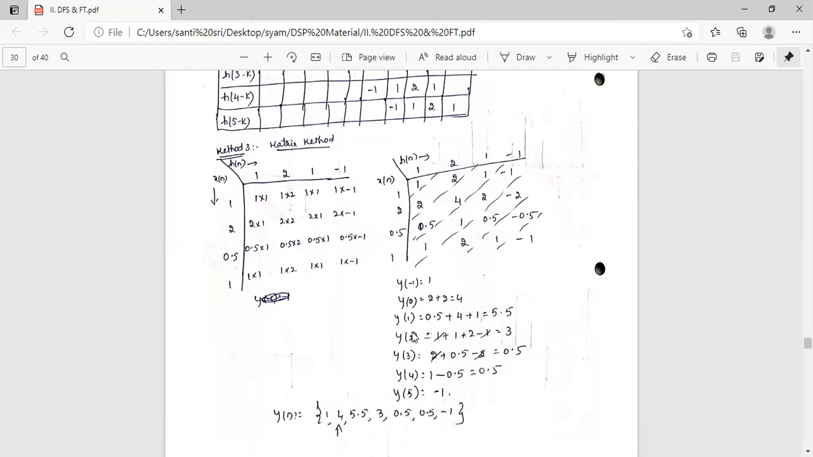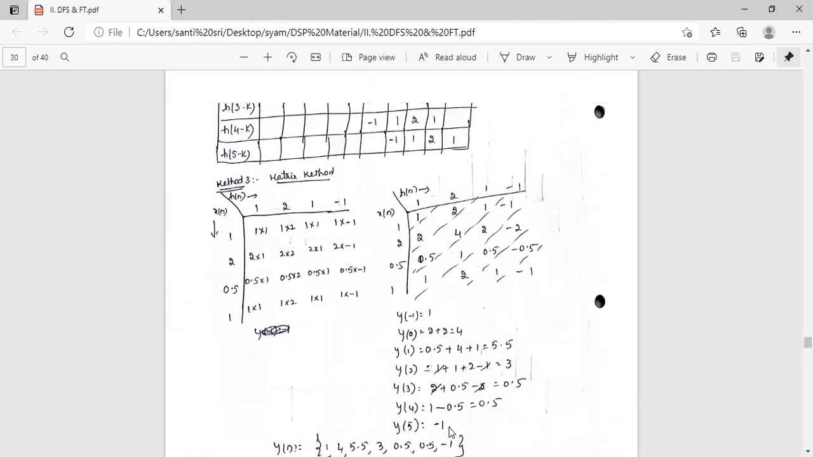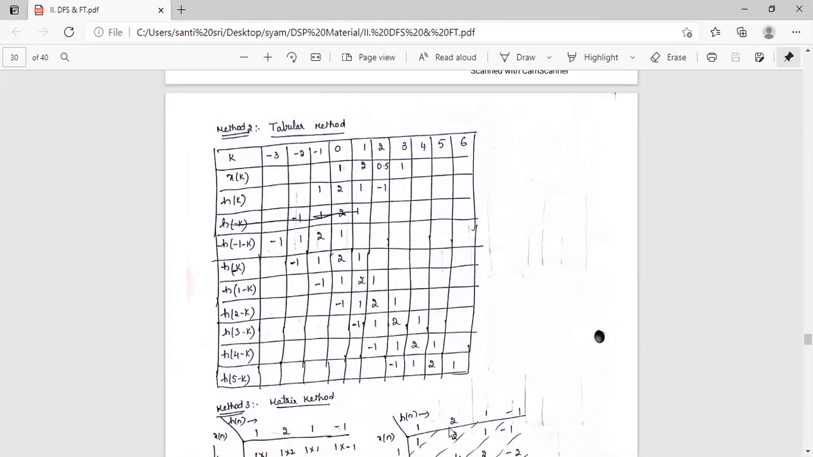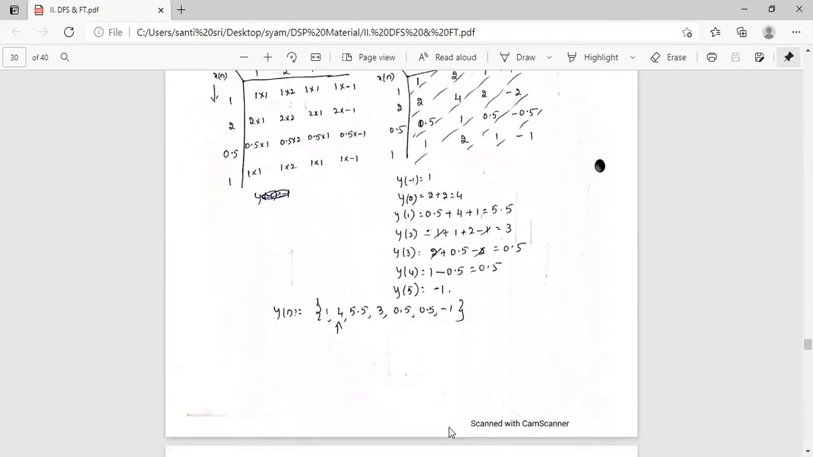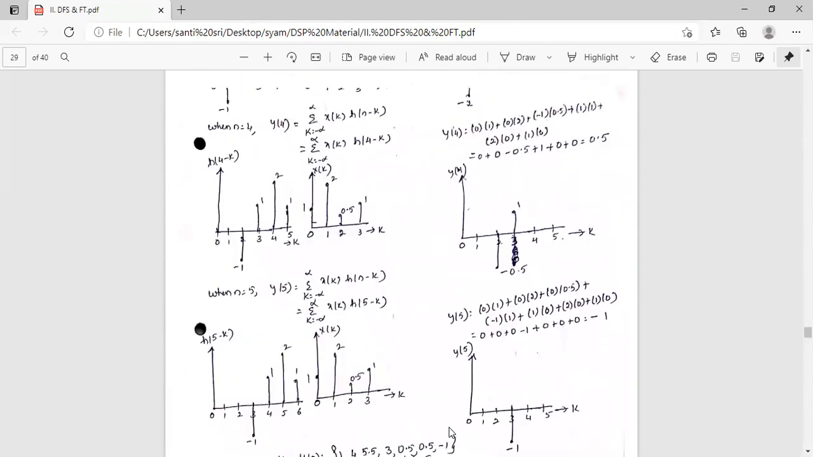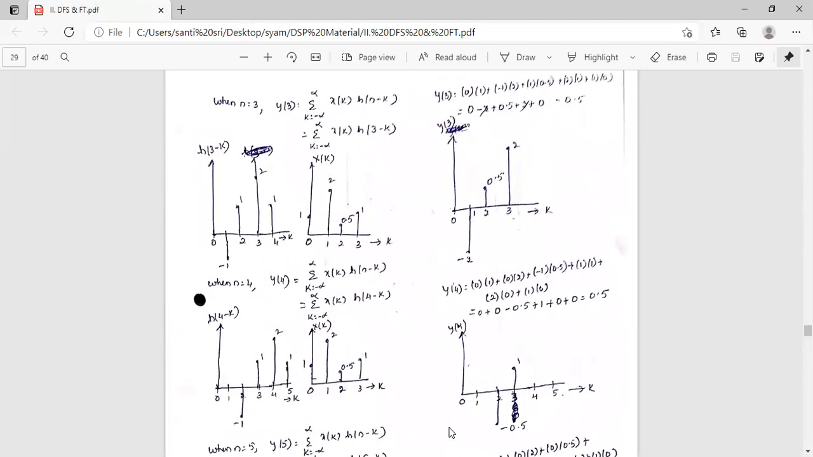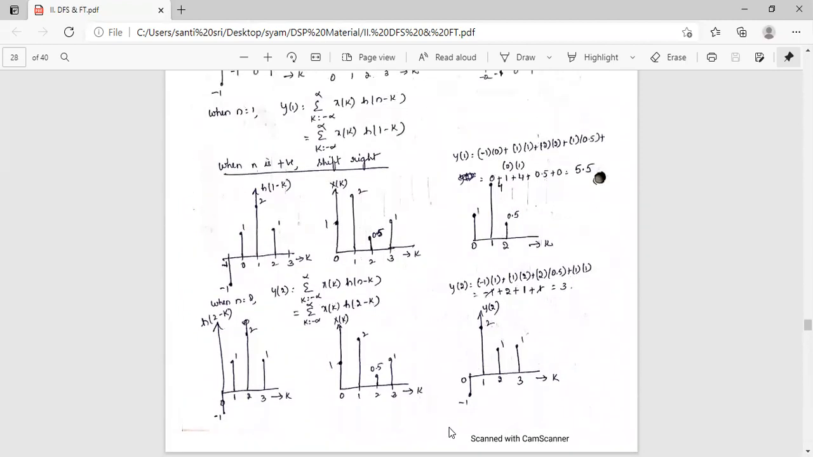By taking all these values as a set, y of n is equal to 1, 4, 5.5, 3, 0.5, and minus 1. This is the output response. Like this, we have three methods of finding the linear convolution. First one is graphical method, second one is tabular method, and third one is matrix method. In any method, we can do the linear convolution.